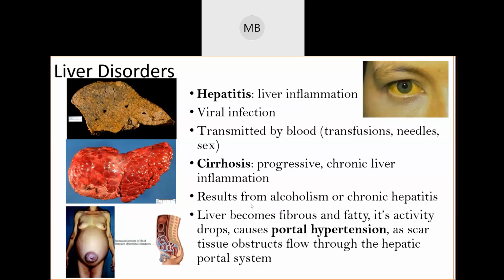Cirrhosis, right, is a progressive chronic liver inflammation and disease and disorder. So this is a cirrhosed liver. It's a lot of scar tissue building up from that chronic inflammation that just keeps happening over and over and over again. Cirrhosis is normally attributed to alcoholism.